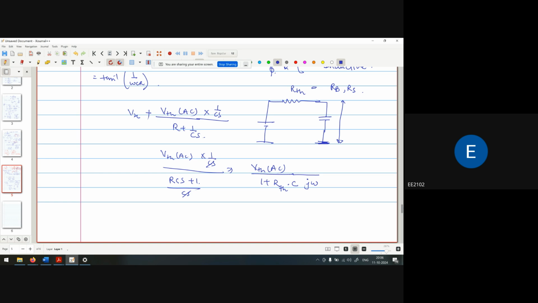Now I have to take the magnitude. So what is the magnitude? VTH upon root of the real component 1 plus the imaginary component squared. So RTH square, C square, omega square.